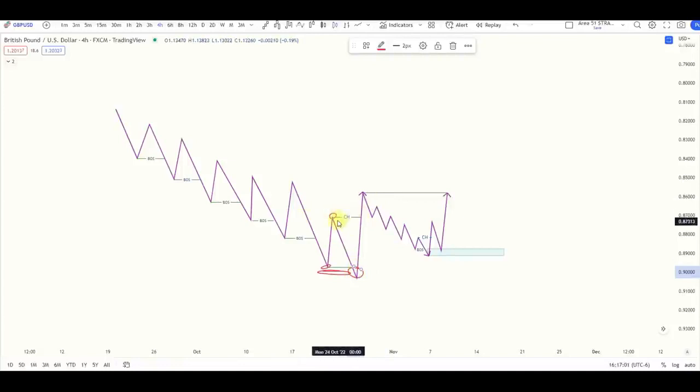A change of character. Once we broke this lower high, we have a confirmation that the market is about to reverse, but we need to double check and know exactly what's going on before we take any trade. So we wait patiently.